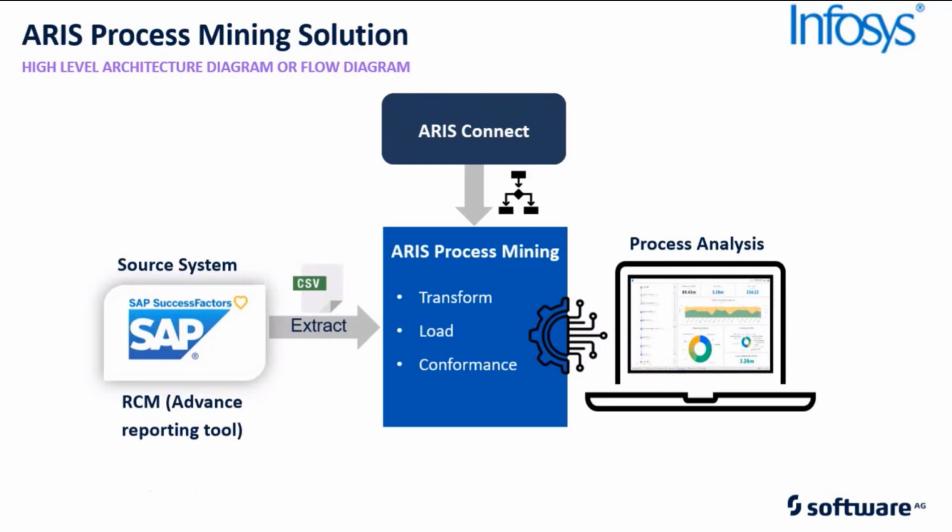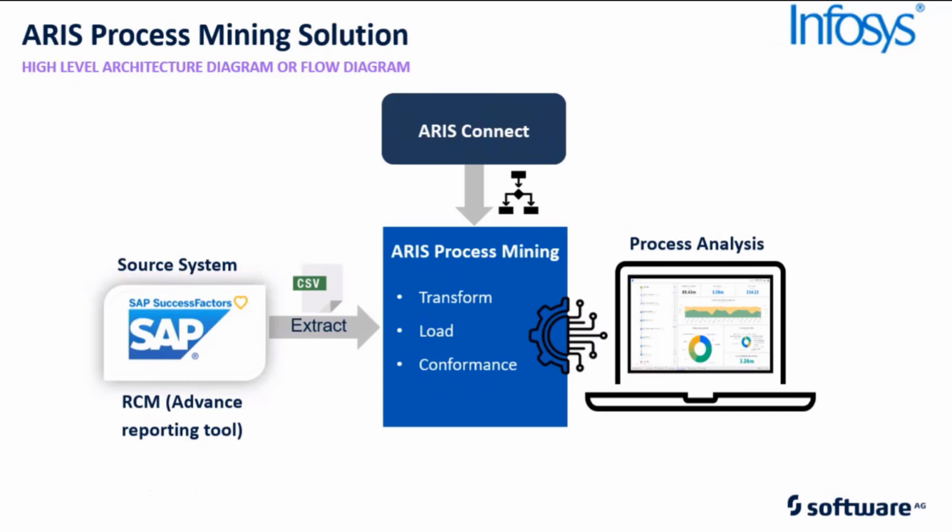So as you can see in this image, this is the high level architecture diagram of our solution. So what we are doing is we are extracting data from the SAP SuccessFactors recruitment module using the advanced reporting tool. So the data extracted is in CSV format, and we upload the raw data into ARIS Process Mining. And where the transformation of the data occurs, we are utilizing the inbuilt capability of ARIS Process Mining to do the transformation.